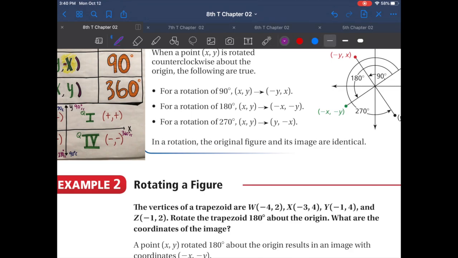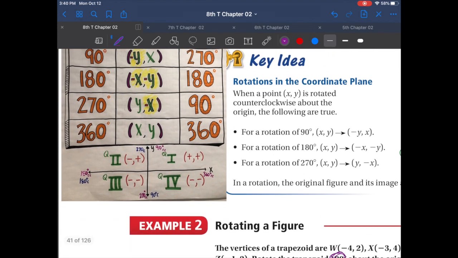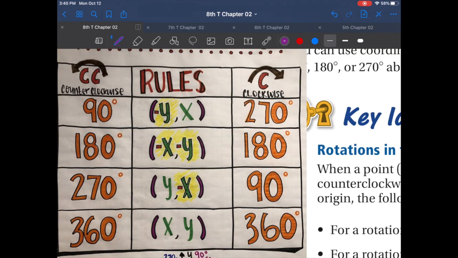Rotate the trapezoid 180 degrees about the origin. Now, if we look at our formula sheet right here, let's see, what are we looking at? It says we need to look at 180 degrees. The cool thing about this is that 180 degrees doesn't matter if you're going counterclockwise or clockwise. It's always going to be exactly the same formula, okay?